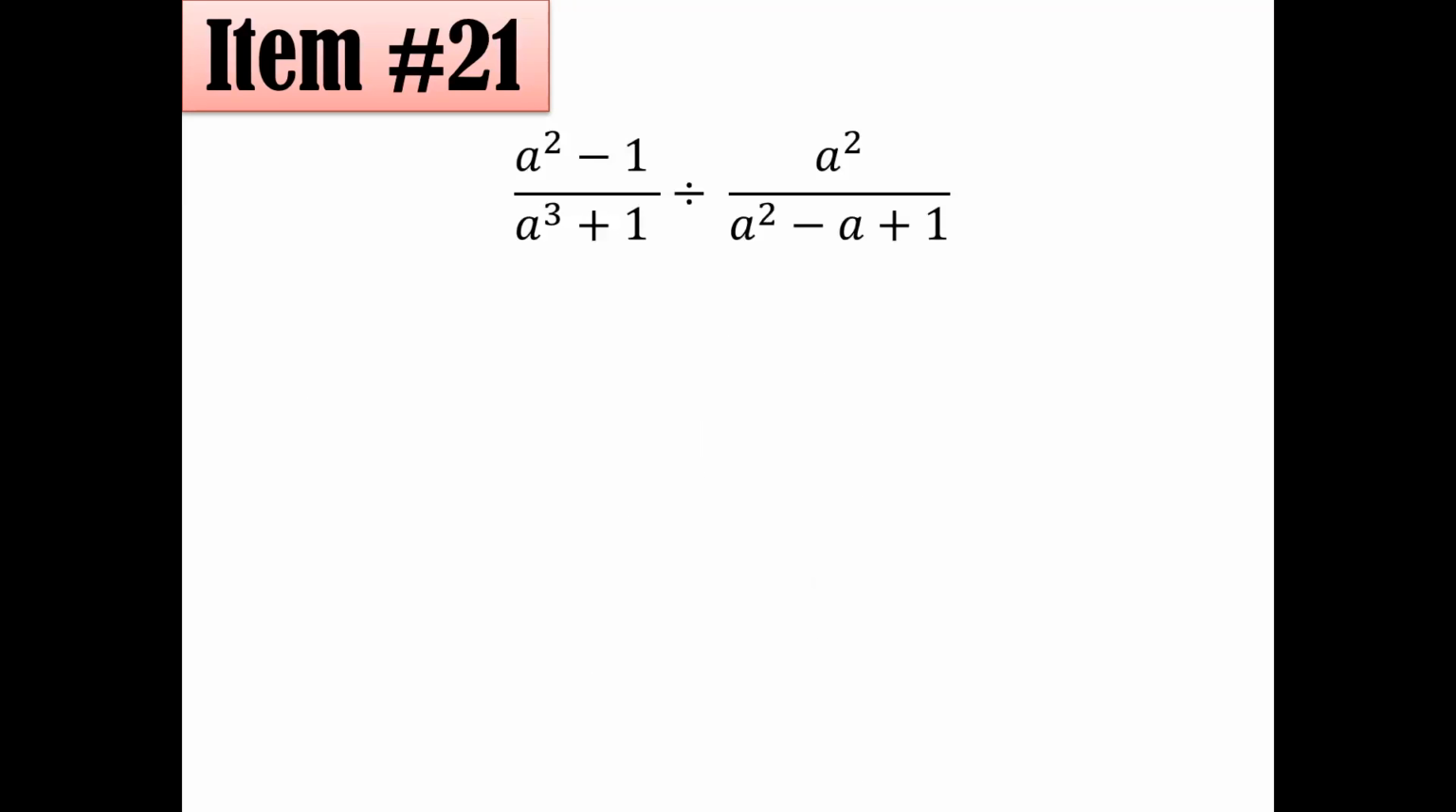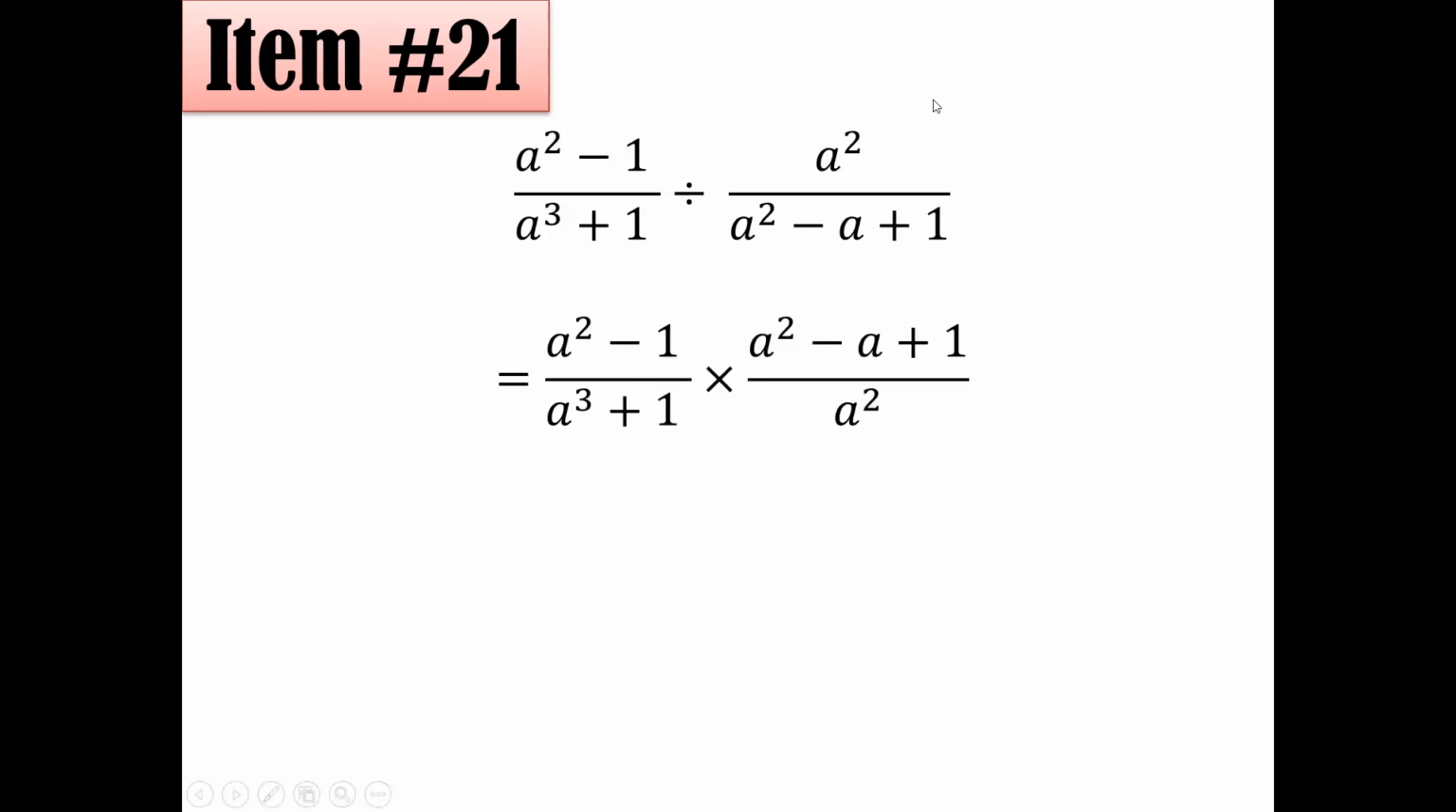Now, remember, I hope you could still recall, no? If we divide fractions or if we divide numbers, the one here is your dividend, and this is your divisor. And with such, to divide fractions, we copy the dividend first and multiply it with the reciprocal of your divisor. So here, its reciprocal is a squared minus a plus 1 all over a squared.